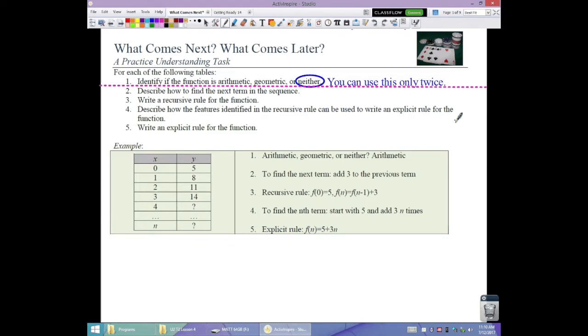All right, so in this lesson, we're going to be looking at some tables of values and trying to decide if they are either arithmetic or geometric patterns or neither one. Now, I want to make sure you understand before you go home to finish that there are only two on the entire set of worksheets that are neither arithmetic nor geometric. So make sure you don't try to get away with using that for 5 out of the 8 or something.